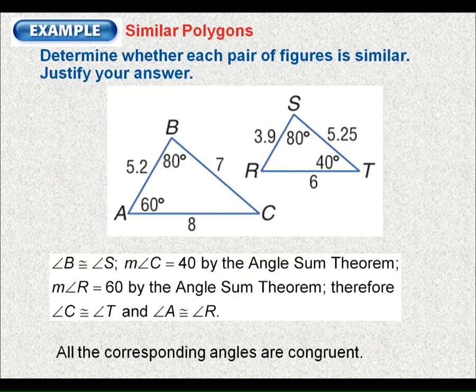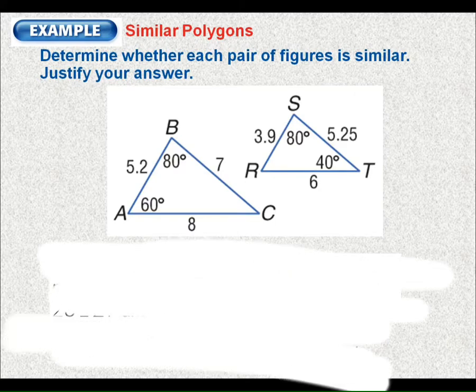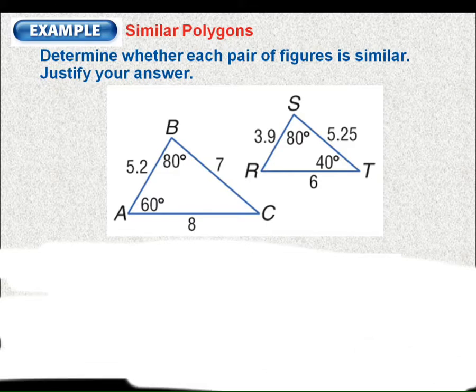I'm going to erase this here a second. I want to know, are these two triangles similar? So I first want to check and see if their angles are all congruent, because the angles have to be congruent, the sides have to be proportional. So I have angle 80 here, that matches up with angle 80 there. 60 here, I need to know if this angle is 60.